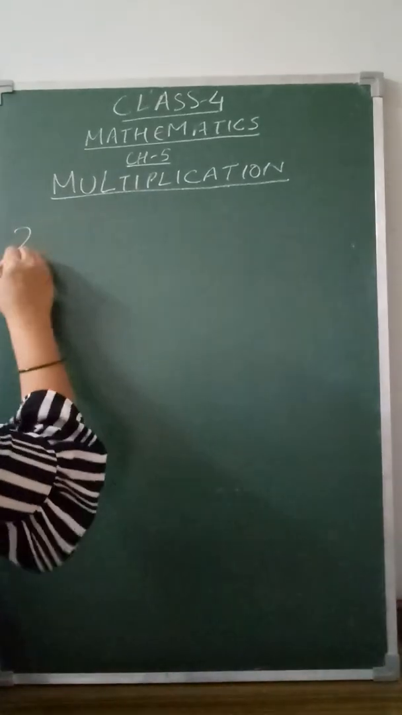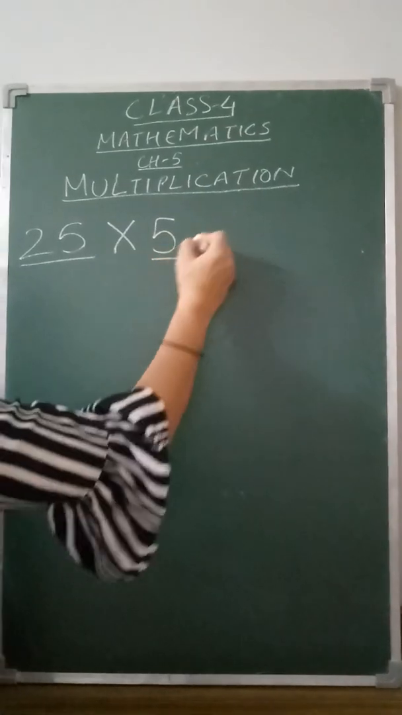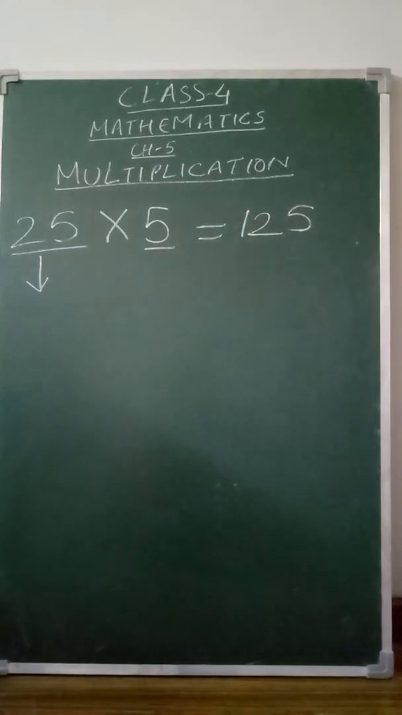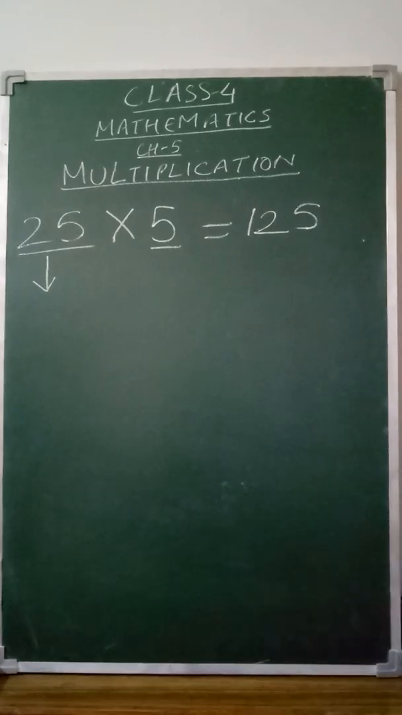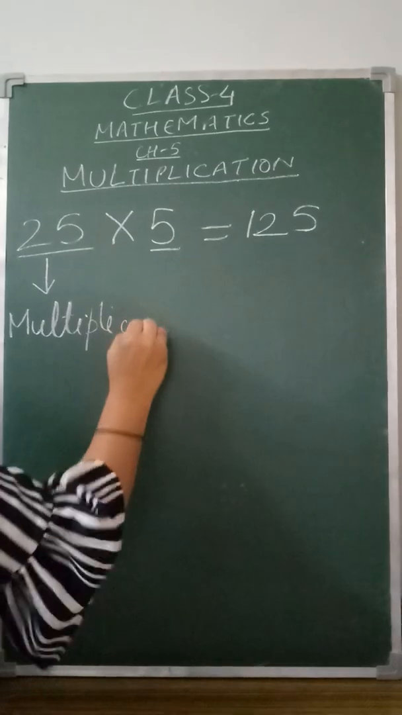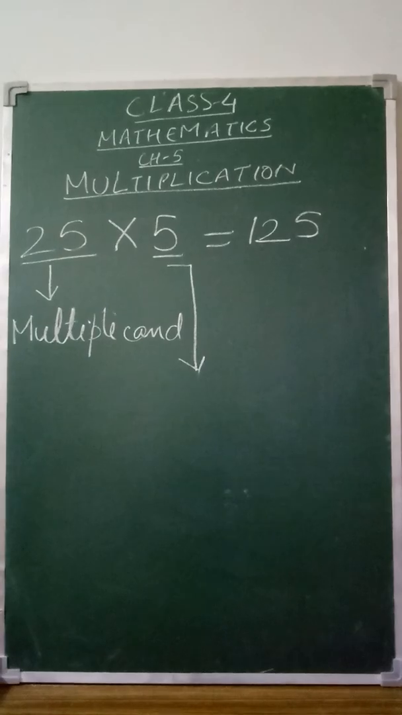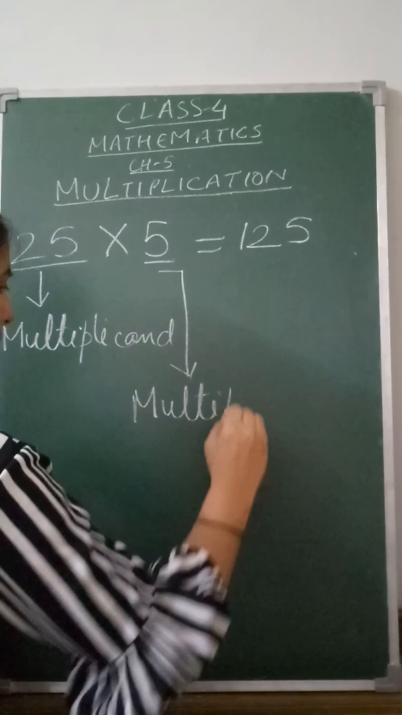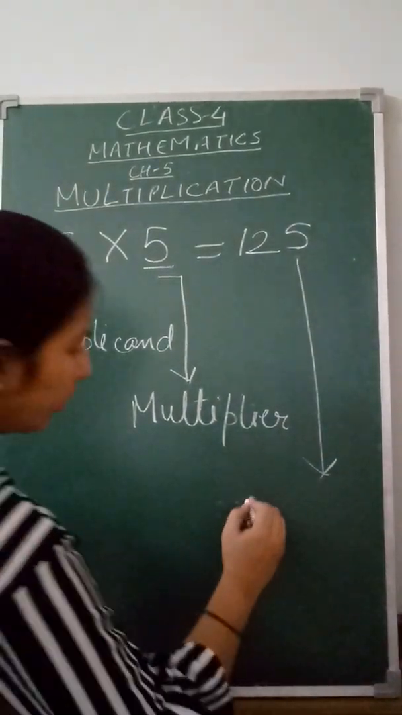Yes students, so what we have multiplied, 25. That is the number of apples in one box. The number of boxes is 5 and the answer is 125. Students, the number to be multiplied is called the multiplicand, right? So here this is the multiplicand, right? And this 5, what is this 5? The number by which we multiply is called the multiplier. And the answer is called the product.